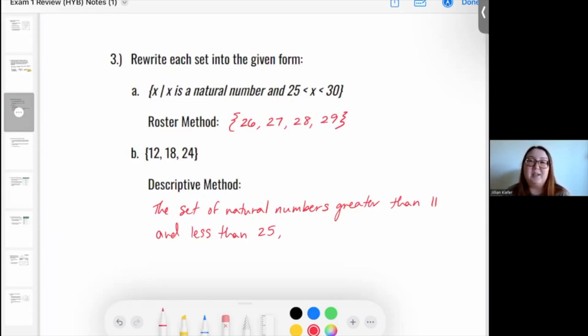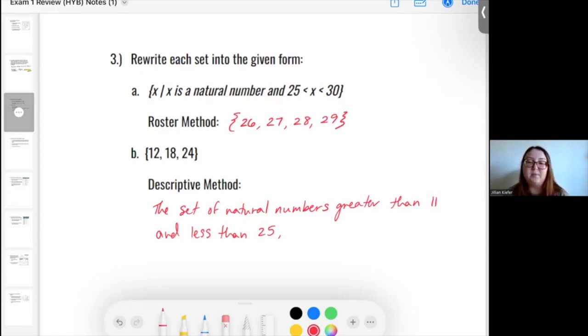Easily, those definitely could have been the answers. You just would have had to write more, and this is still correct. Both options are correct. So, all right, we've set up that it's natural numbers. We set up that it's greater than 11 and less than 25. We set up the range.